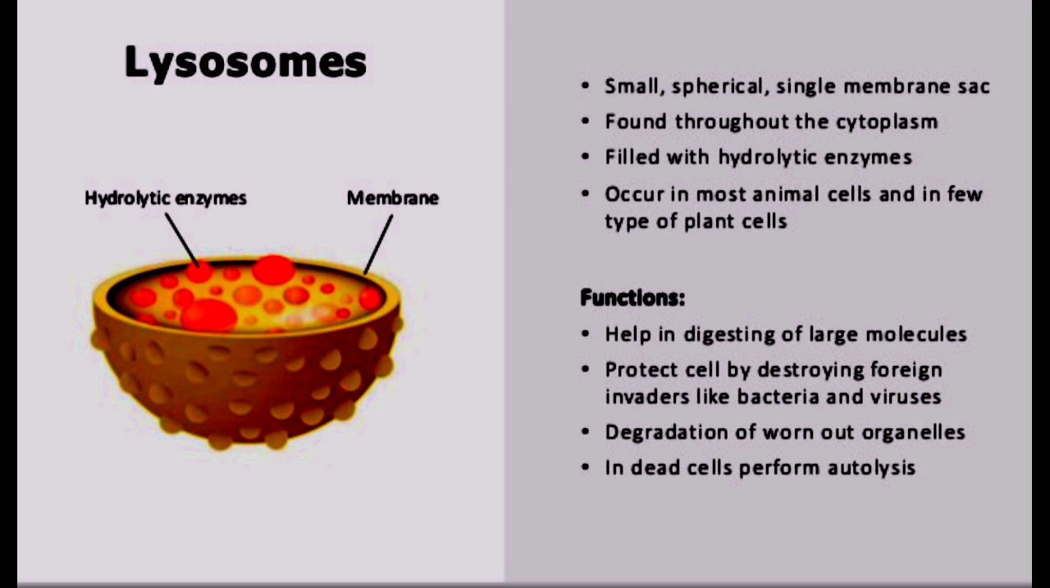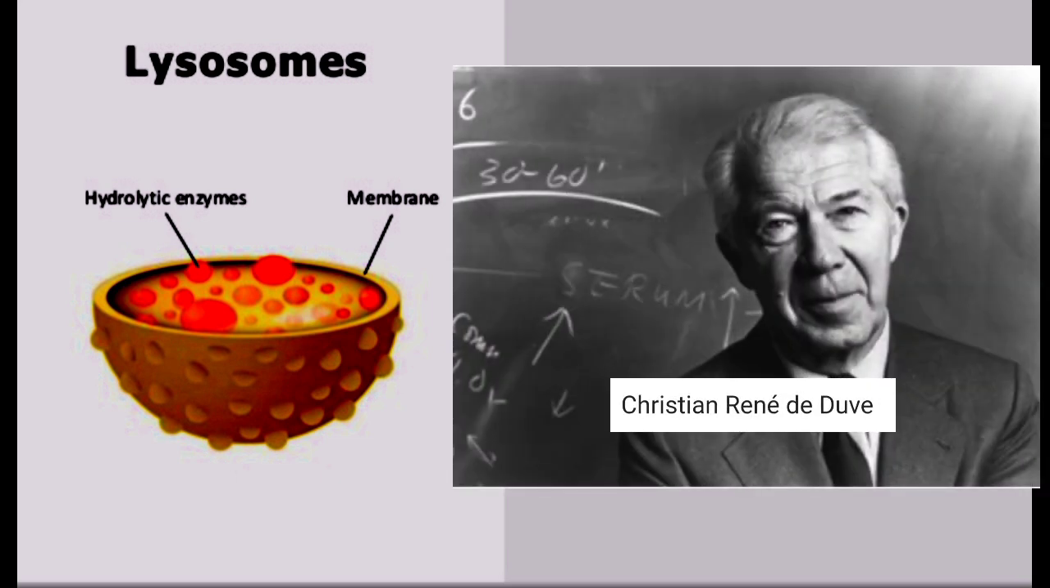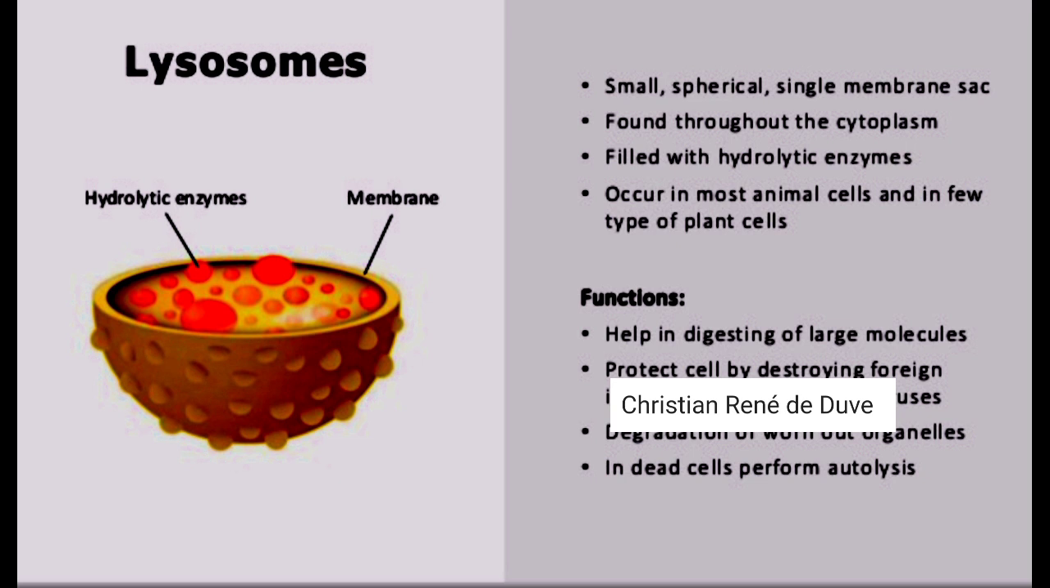Lysosomes were first discovered in 1955 by Christian de Duve in the liver cells. These are bag-like cell organelles bounded by a single membrane, and these are small spherical structures found throughout the cytoplasm. ये पूरे cytoplasm में बिखरे होते हैं and filled with hydrolytic enzymes. These are present in abundance in each cell and contain digestive or tissue dissolving enzymes.